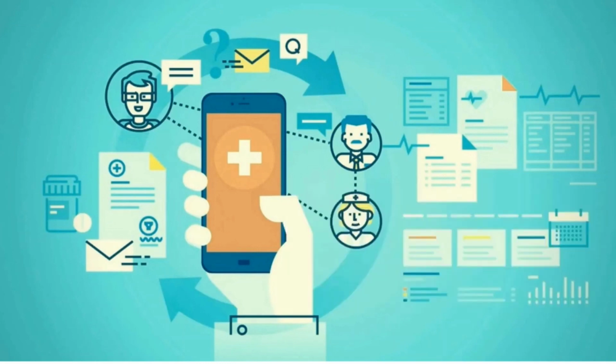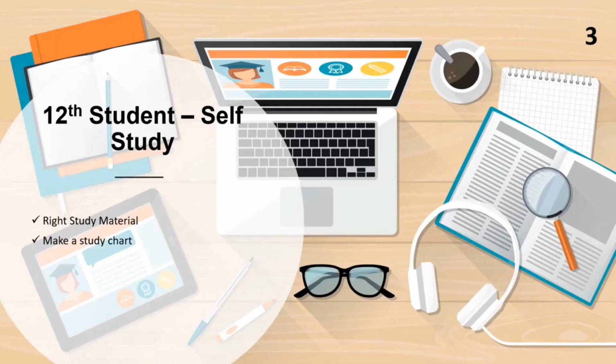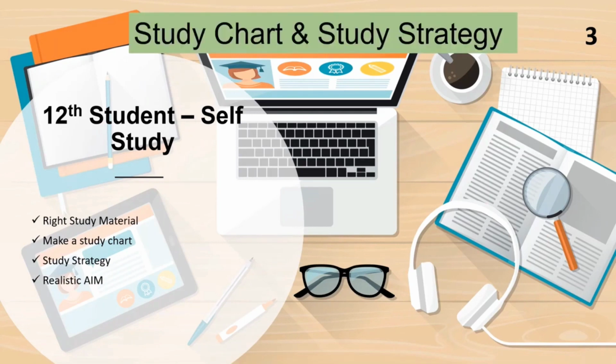We will talk about how you can cover the entire syllabus in this time and what realistic rank you can try to achieve during this period. If you are a 12th class student who is doing self-study, then we will refer to 4 things in this video: right study material, study chart, study strategy, and realistic aim of the rank you should try to achieve.